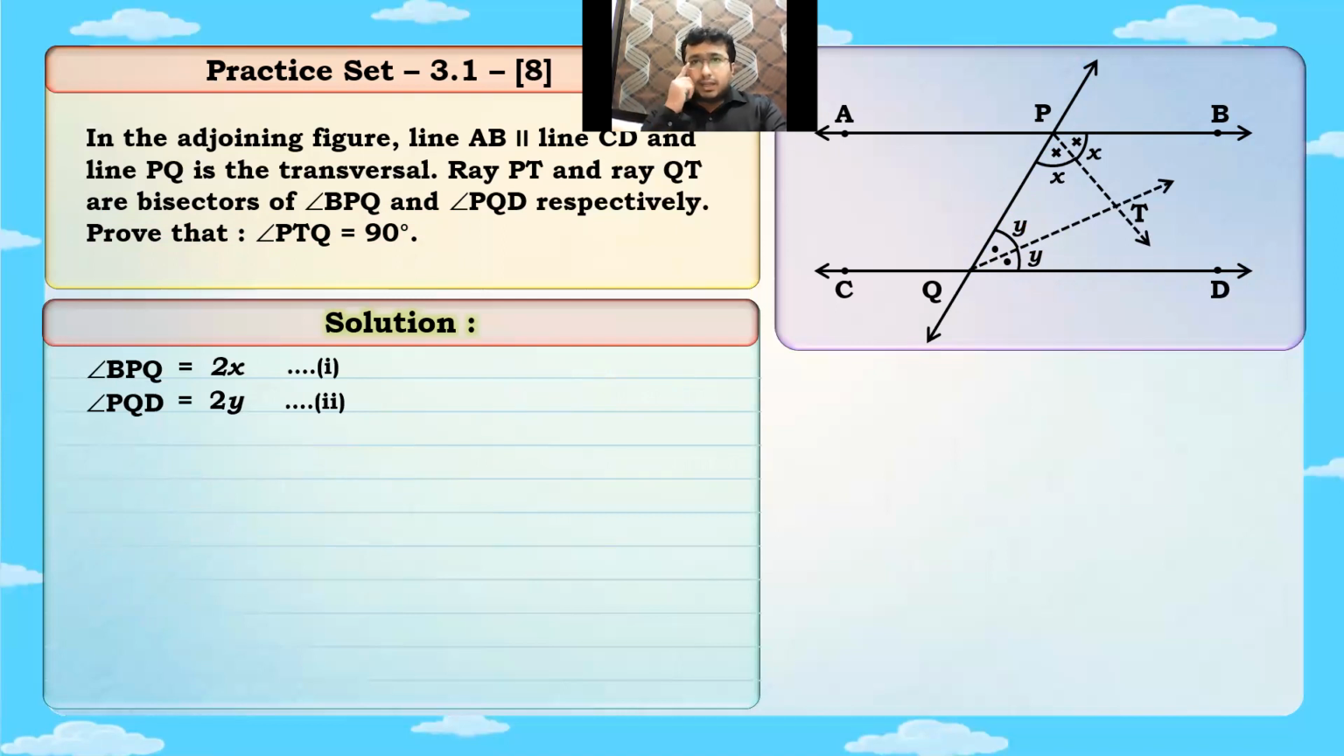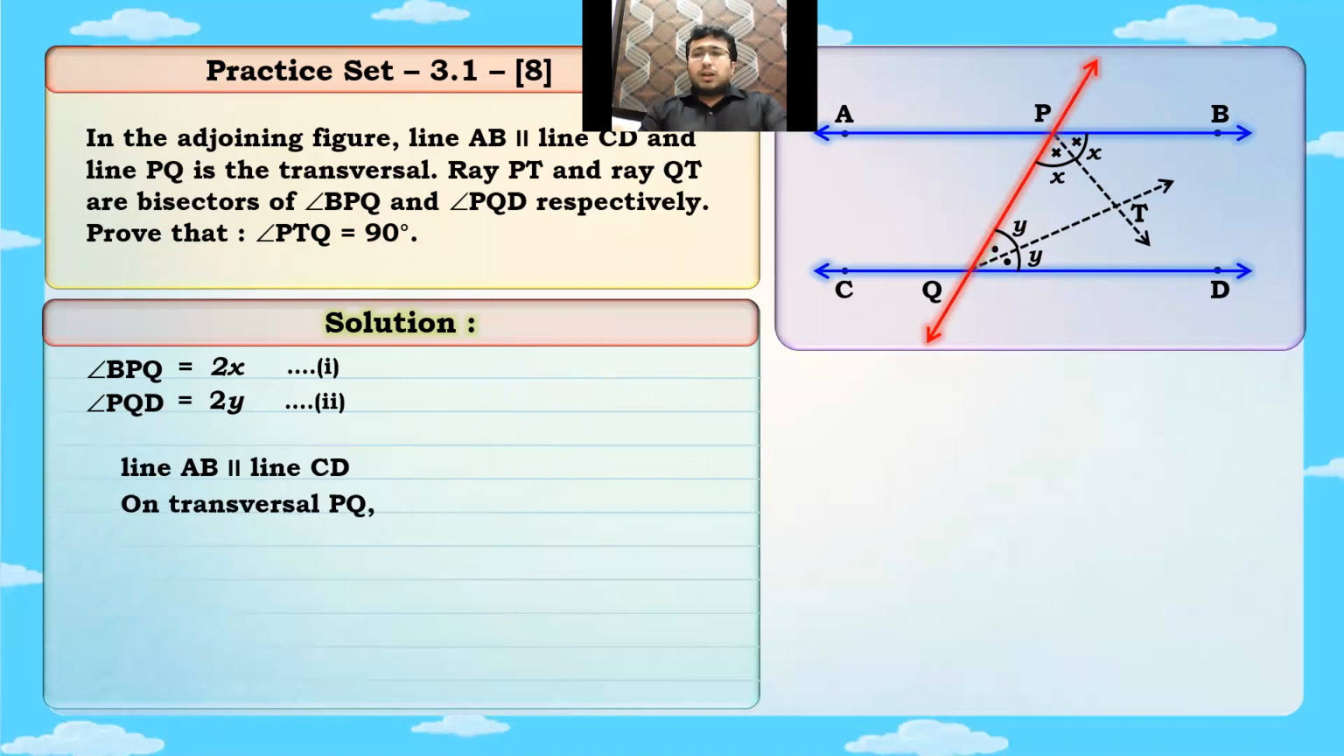is 90 degree. Okay. So students will use one given information that line AB is parallel to CD on transversal PQ. Tell me students, angle BPQ, the angle which is highlighted in red color, and PQD, the angle which is highlighted in green color. These are which type of angles? Yes, super. These are angles forming C shape. C shape means these are interior angles.